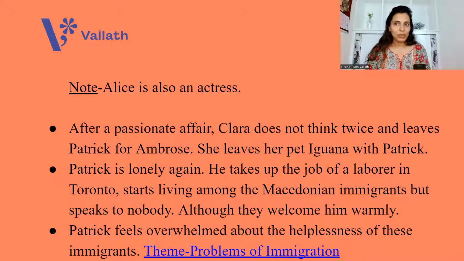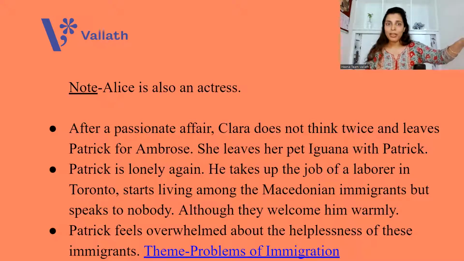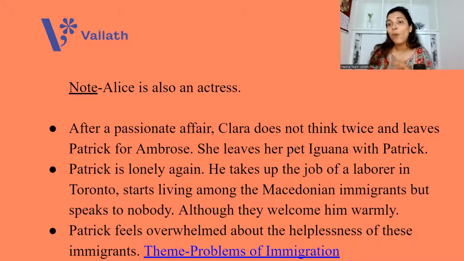Now, after a passionate affair, Clara does not think twice to leave Patrick for Ambrose. Basically, Clara knows where Ambrose is. Remember, Ambrose is missing and Patrick has to find Ambrose. Clara knows where Ambrose is. So Clara leaves Patrick one day, goes to Ambrose, and Patrick is lonely, devastated. And can you imagine, what does Clara leave behind? She leaves behind her pet iguana with Patrick.